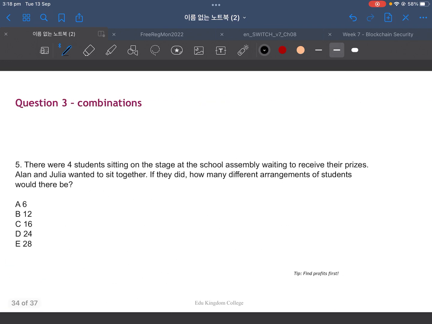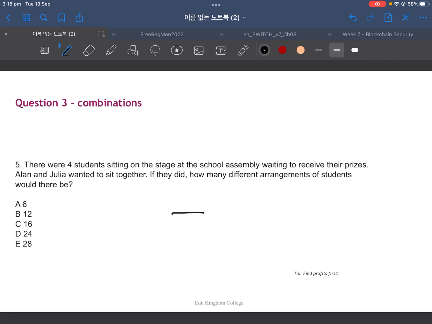Let's move on to this question. This question involves combinations, and it reads like this. There were 4 students sitting on the stage at school assembly waiting to receive their prizes. Alan and Julia wanted to sit together. If they did, how many different arrangements of students would there be?